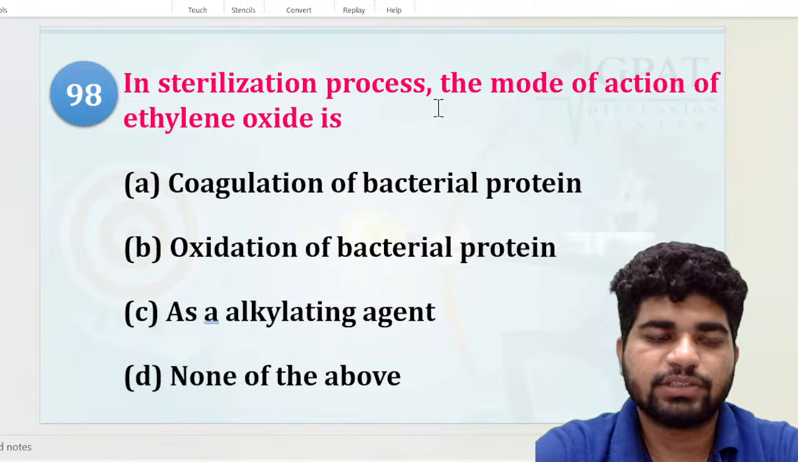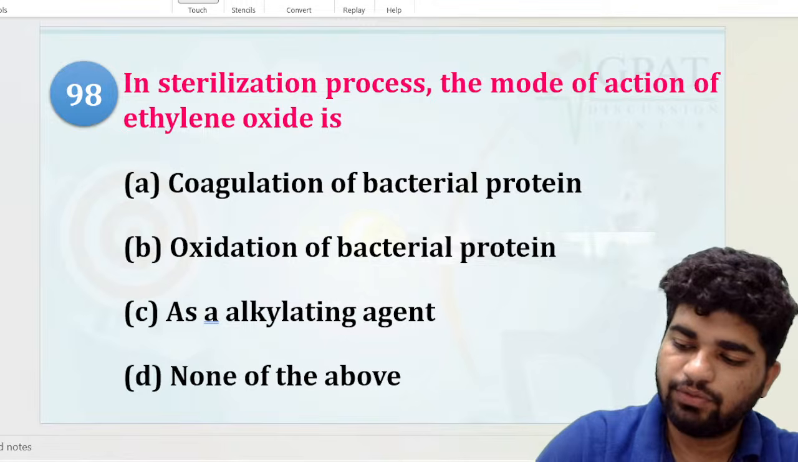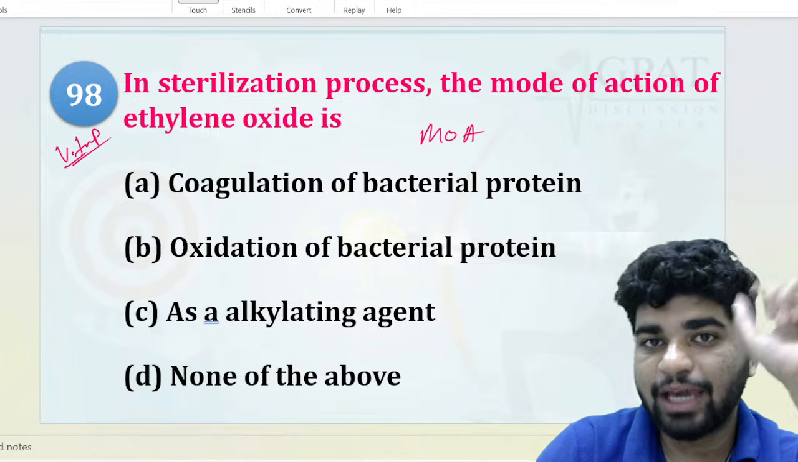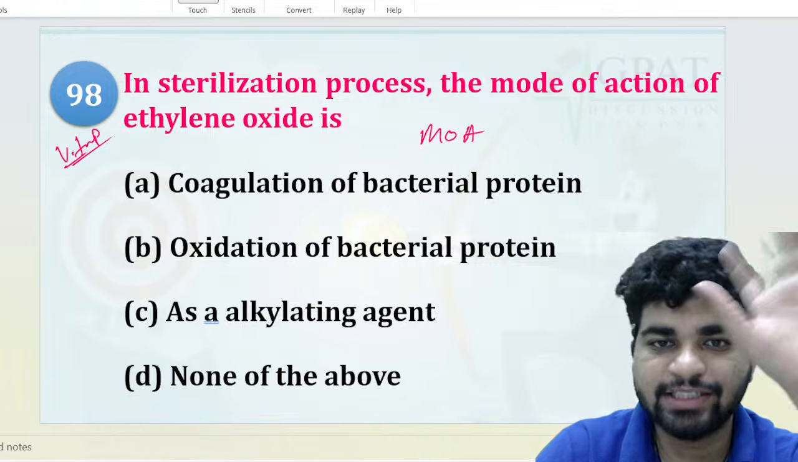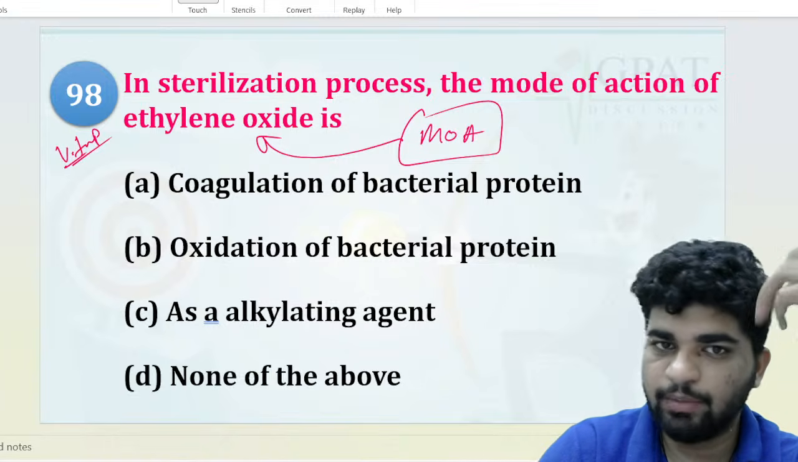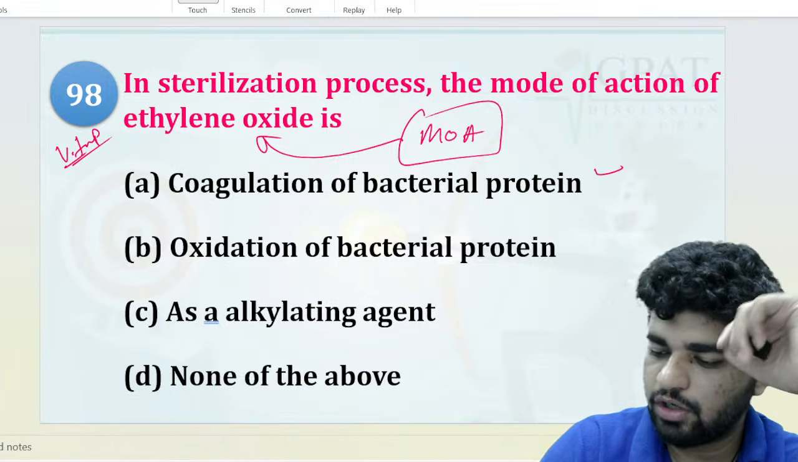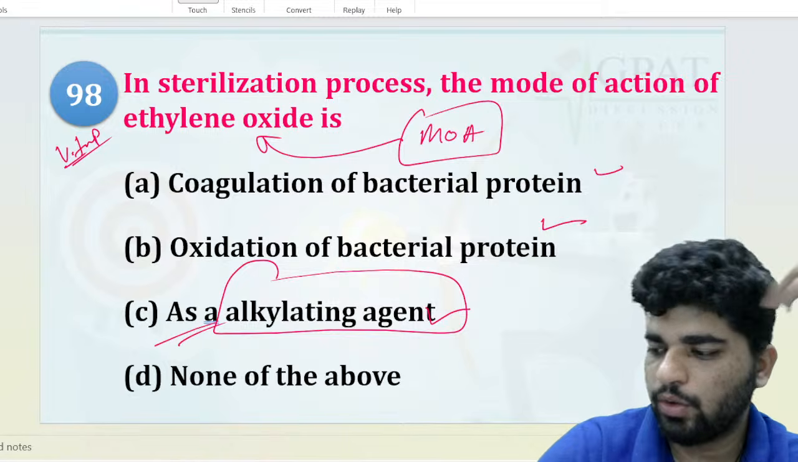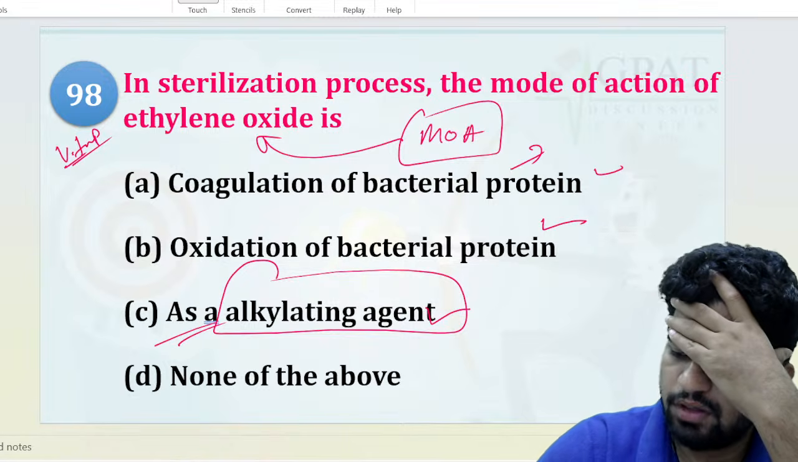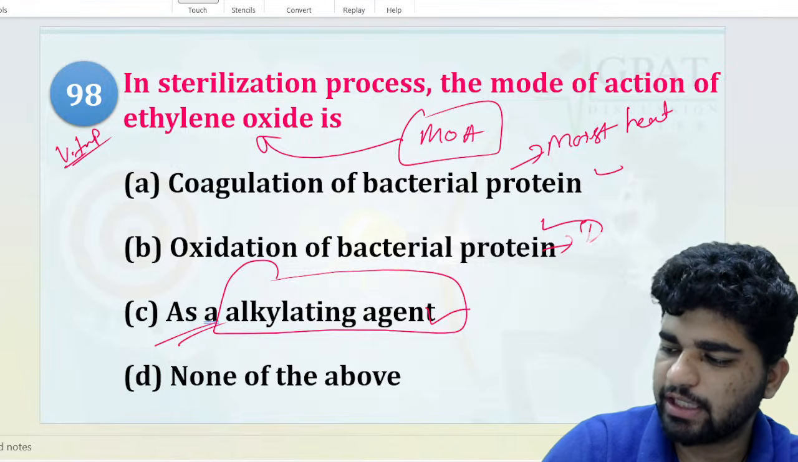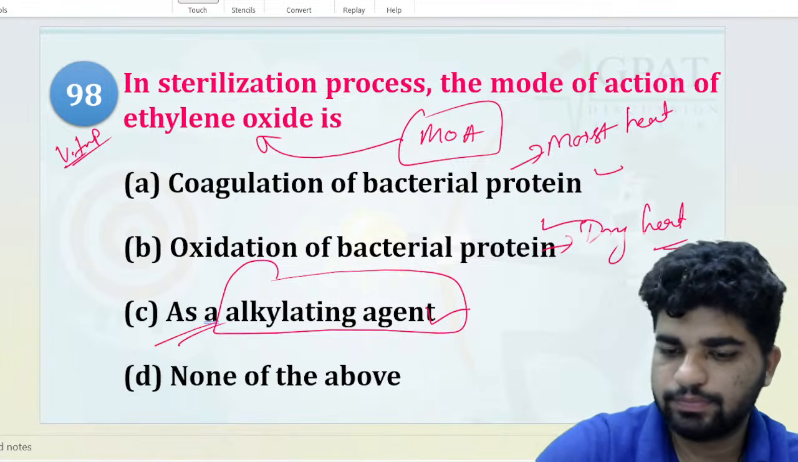Now, in the sterilization process, the mode of action of ethylene oxide is a very important topic, guys. You have to remember the mechanism of action of each disinfectant as well as sterilizing agent. That's a very important topic for the NIPER examination. Ethylene oxide is very much asked. Options: coagulation of bacterial protein, oxidation, or alkylating agent. Obviously that is your alkylating agent. Coagulation is done in moist heat, and oxidation is done in dry heat. So remember this one.